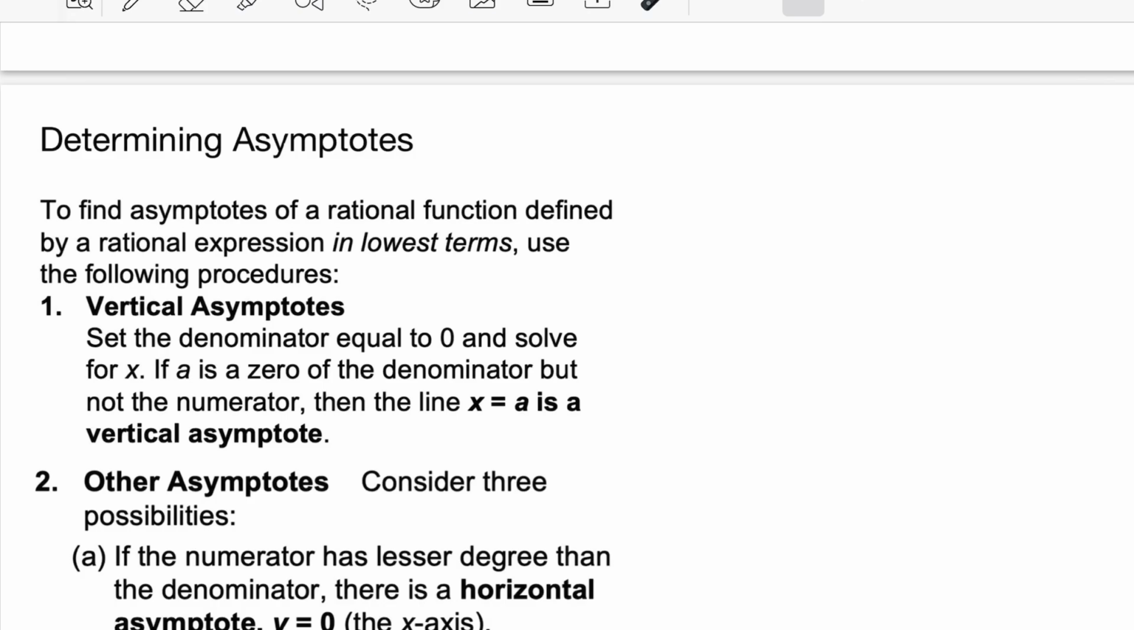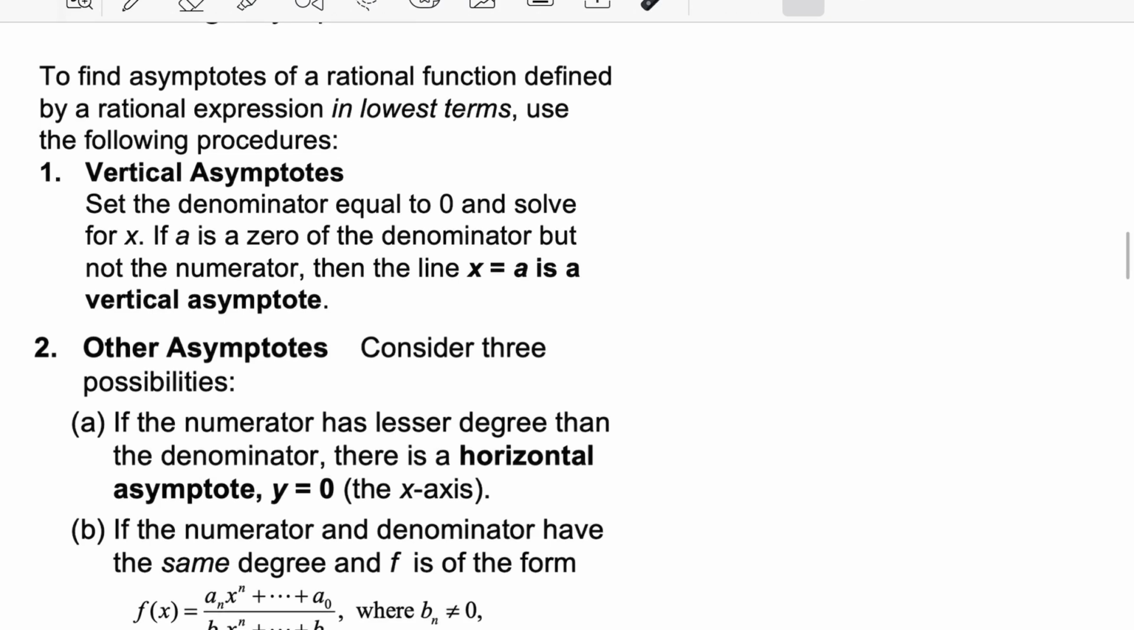All right, so this brings us to our methods for determining asymptotes. So to find asymptotes of a rational function defined by a rational expression in lowest terms, we're going to use these procedures. So for the vertical asymptotes, we're going to set the denominator equal to 0 and solve for x. If a is a 0 of the denominator, but not the numerator, then the line x is equal to a is going to be our vertical asymptote. So a is the number that makes our function undefined.